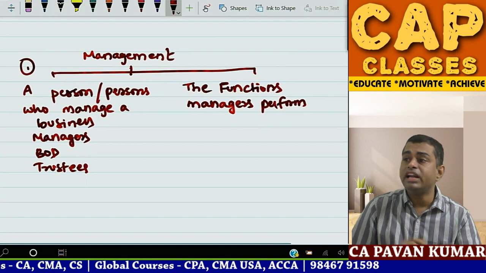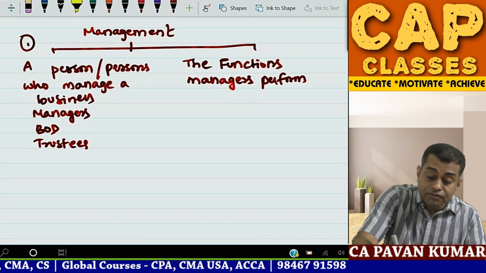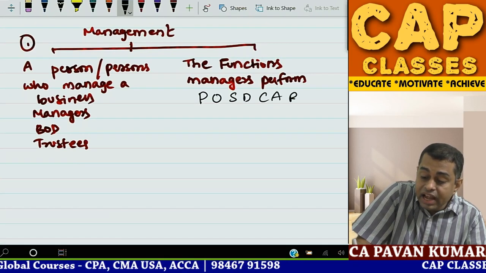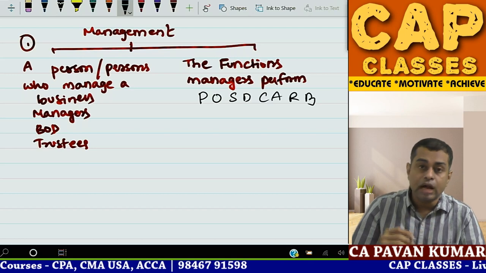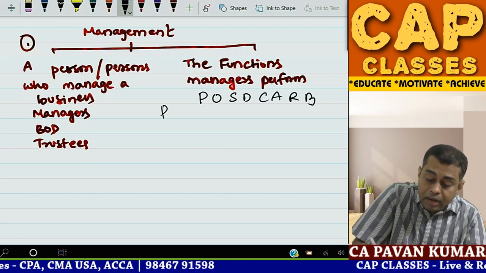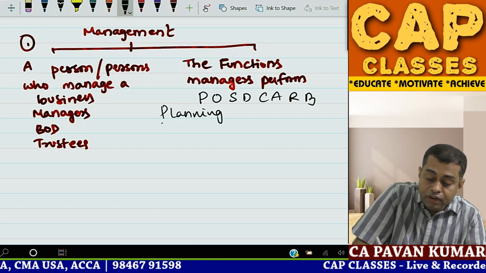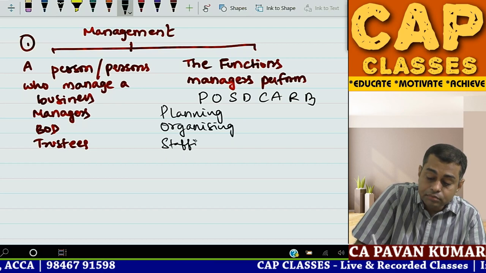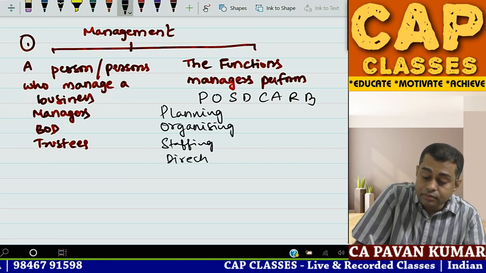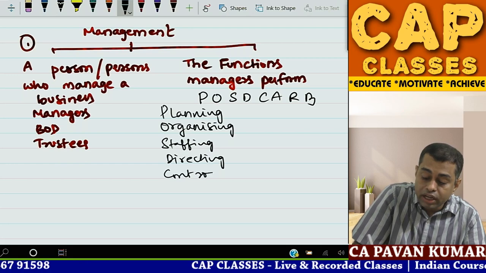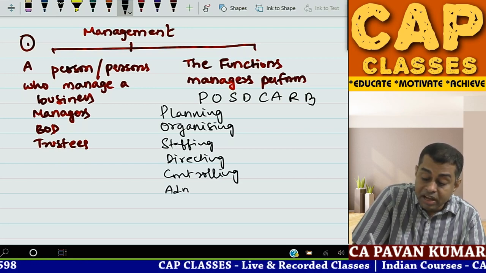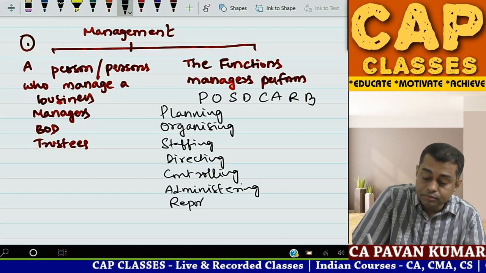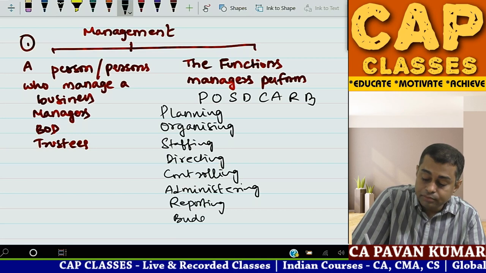What are the functions managers perform? Do you remember? Remember this word: POSDCARB, P-O-S-D-C-A-R-B. Remember the word POSDCARB. So what is POSDCARB? P for planning, O for organizing, S for staffing, D for directing, C for controlling, A for administering, that means administration, R for reporting, B for budgeting.